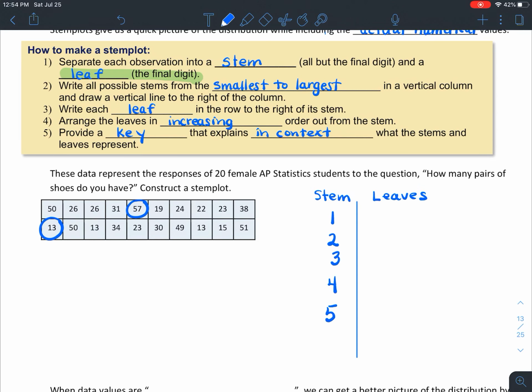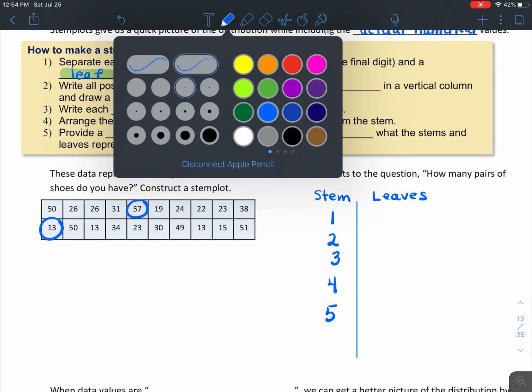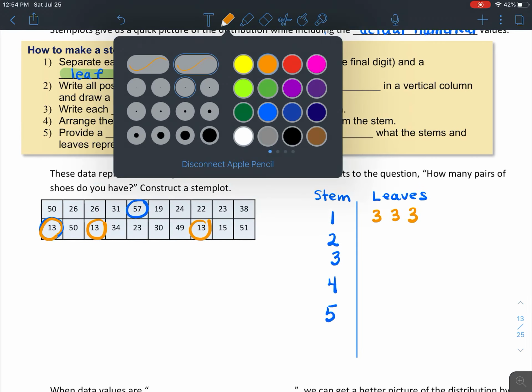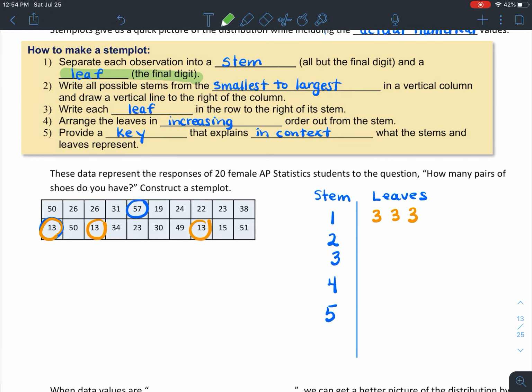Okay, and then you're going to put these in order. So we said that 13 was the smallest, so I'm just going to go through here. I see this 13 that I circled, here's another one, and here's another one. So there were 3 13s, so I'm going to write the number 3 times in a row, and the idea is here that this 1 goes with that, and then it's showing me another 13 and yet another 13 there.